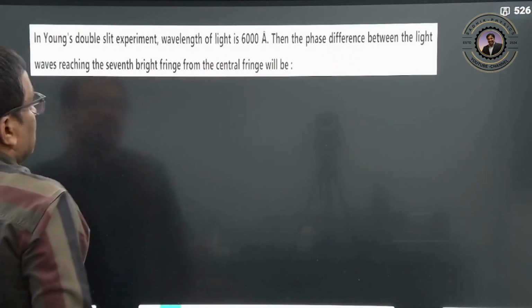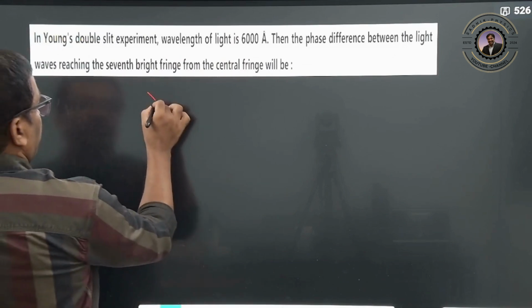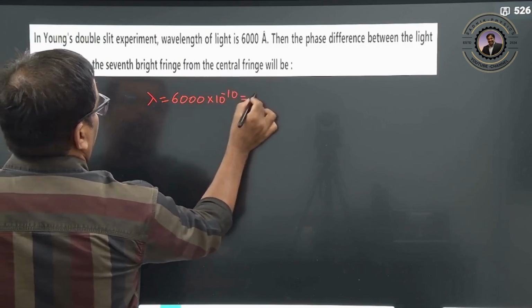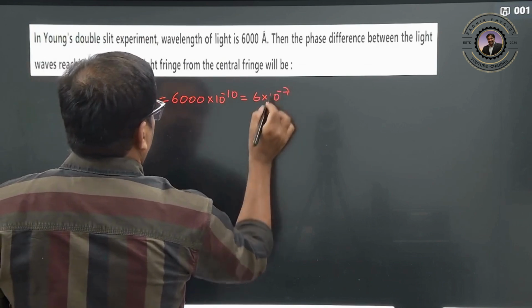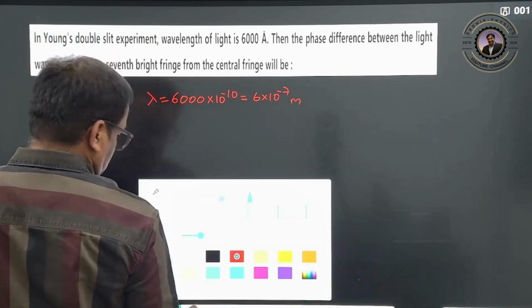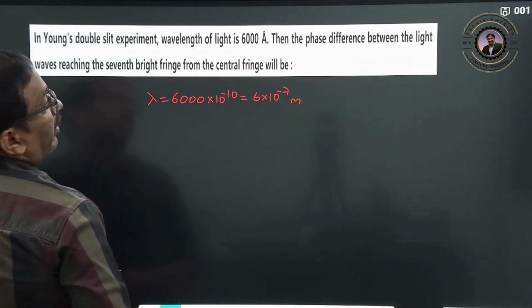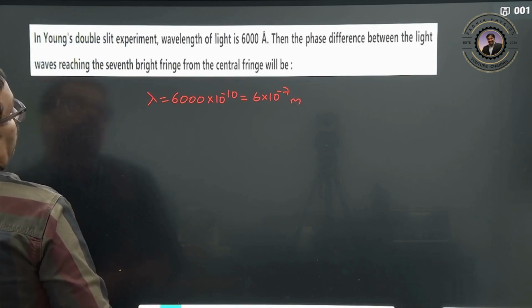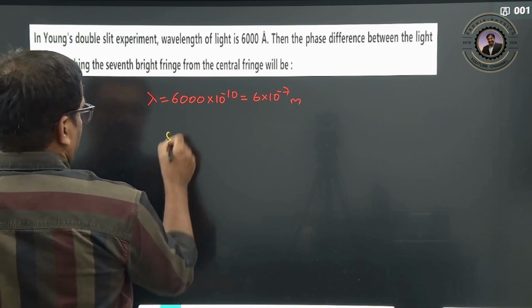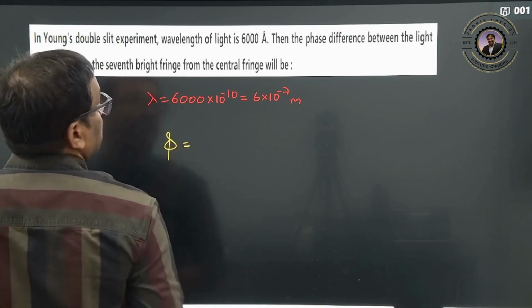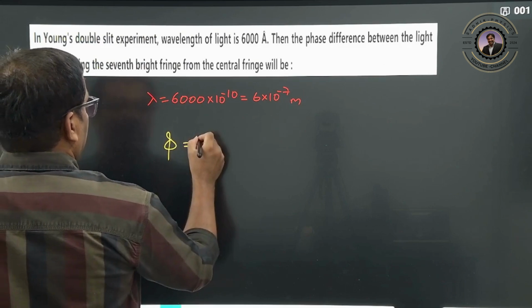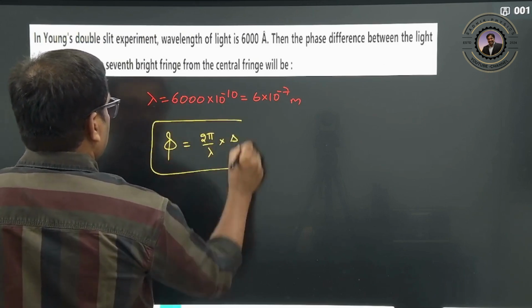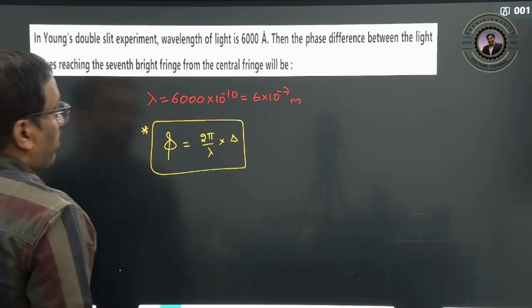So in YDSE experiment, the wavelength of light used is given as 6000 Angstrom, which is 6000 into 10 to the power of minus 10, therefore 6 into 10 to the power of minus 7 meters. Clear? The question asks for the phase difference between the light waves reaching the 7th bright fringe from the central maximum. So phase difference can be written as 2 pi by lambda into path difference. First let us calculate the path difference.